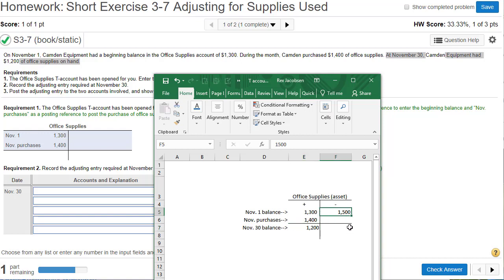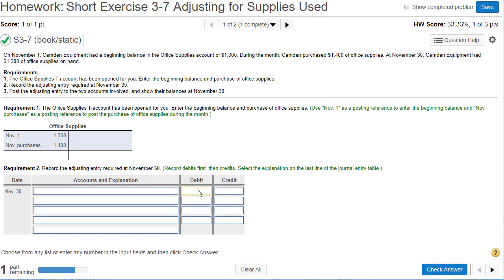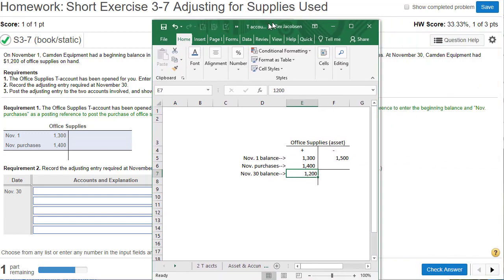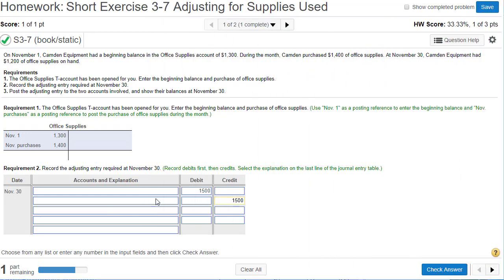So the amount of office supplies we used up is $1,500. So the adjustment will be to lower the office supplies account by $1,500 to get it to the actual balance of $1,200. So we've got $1,500 debit and credit. Now, notice, going back to our T account, the office supplies account, the amount used lowered it. So the office supplies account, which is an asset, is going to be credited because it is going down as we use up office supplies.